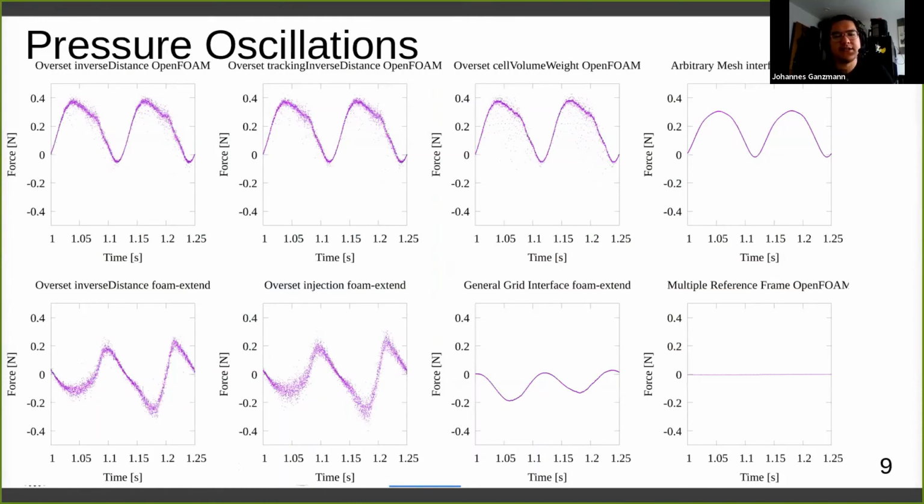The plots on the left side are purely overset, and you can see the lines are scattering very strongly. This is due to this pressure oscillation. On the right side, we can see AMI and GGI. They have a very sharp and clear line. So this is another issue that has to be considered with OpenFOAM, or maybe it can even be resolved.